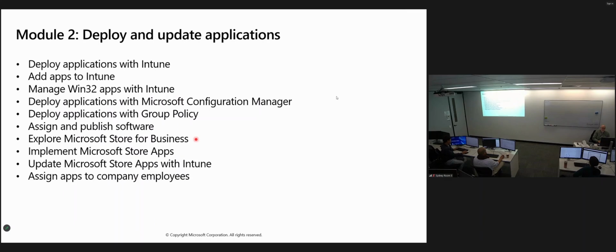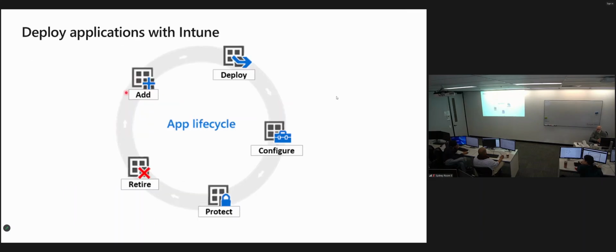Okay, so what can we do with Intune? Well, we can add the app to Intune. So the first part of it is obviously adding the application to Intune so that Intune can deploy it and manage it. Now, the advantage of Intune is it can work with many different app types. So we're not just talking Windows apps. Could be Android, could be iOS, etc.